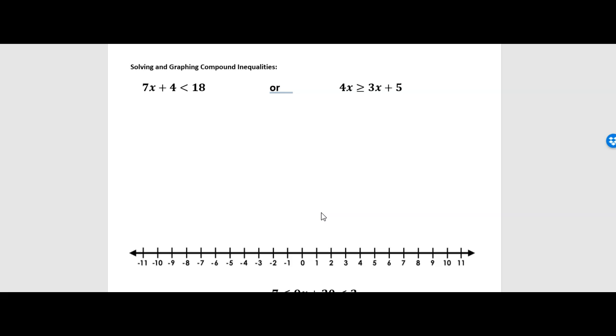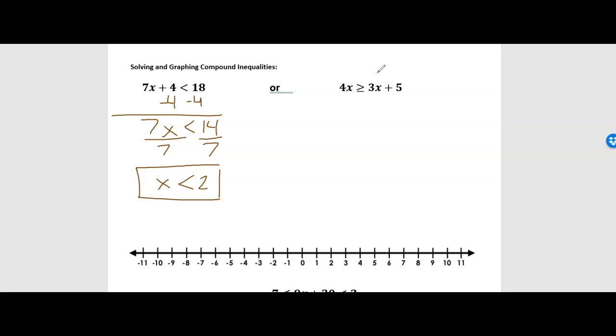Okay, so for all of these inequalities, when you have 2, you're going to solve them individually and then graph them individually as well. So I'm going to subtract 4 from both sides here. That's going to give me 7x is less than 14, divide by 7, and I get x is less than 2. So that's one of them. Then I'm going to come over here and solve. I'm going to subtract 3x from both sides. So I'm going to get x is greater than or equal to 5, and I'm done, right? There's nothing else for me to do.